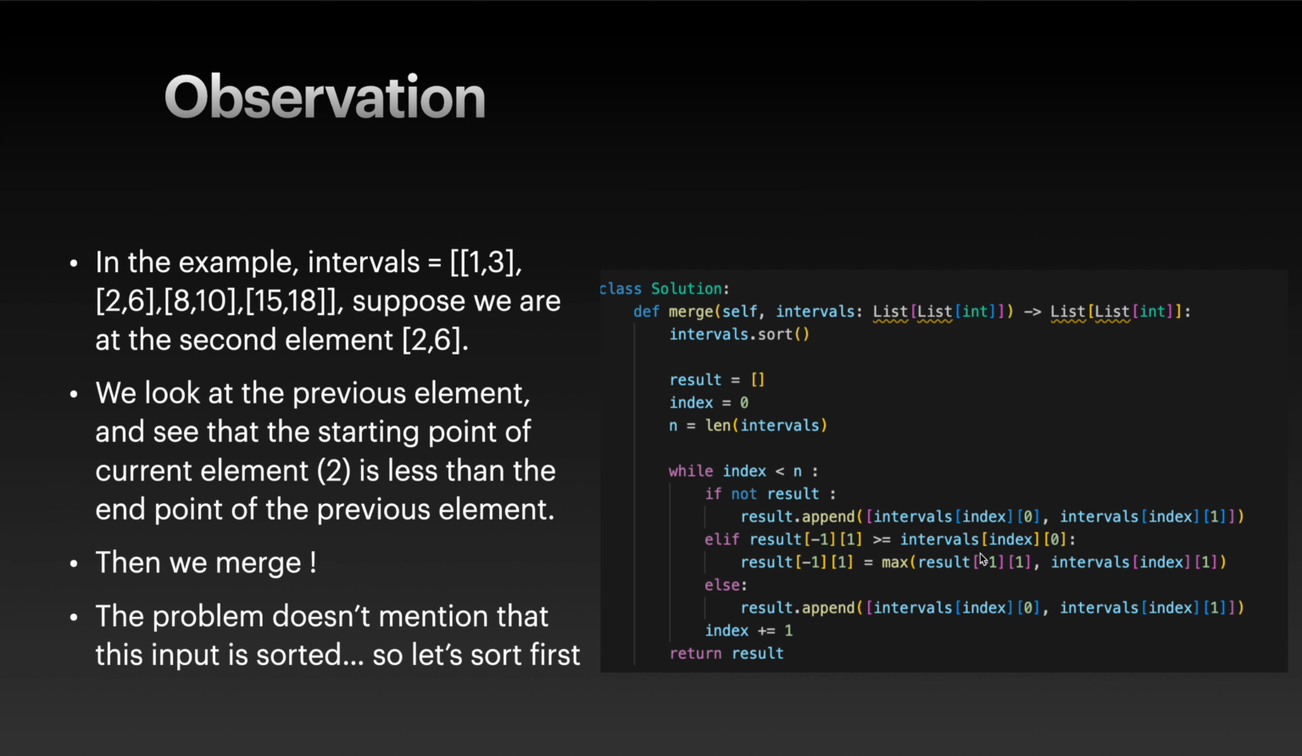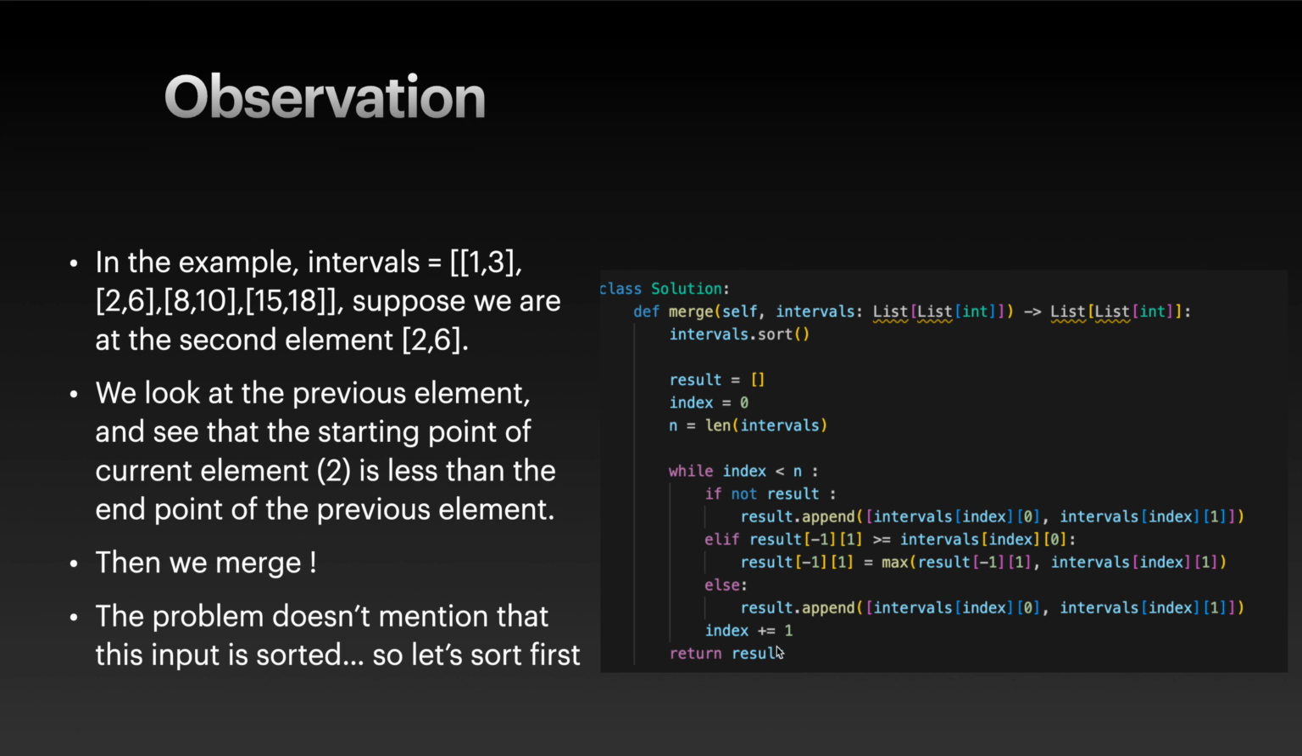Now, if this is not the case, then we would have to append like this. Say we are at intervals index equals 2, there will be 8,10. And now 8 is definitely bigger than 6. So we do not run the else if statement. It will be else, and then we just append 8 and 10 to the result array. So that's what's going on here.